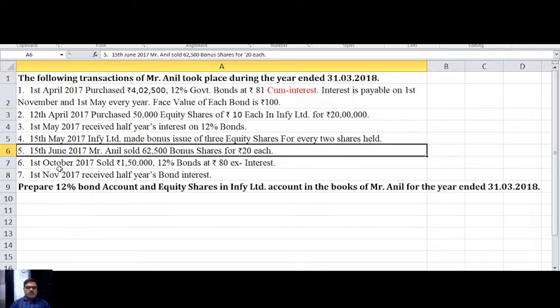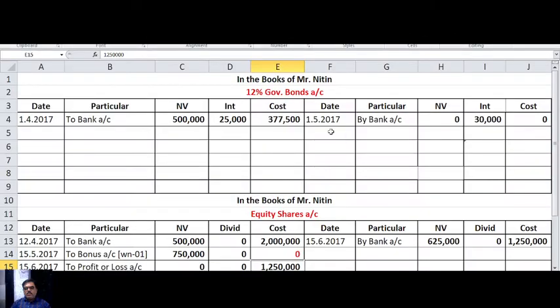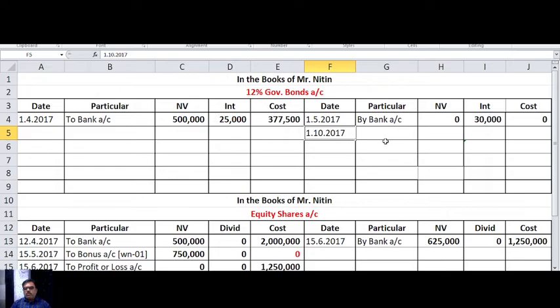Now next one. What happened on 1st October 2017? He sold 1 lakh 50,000 of 12% debentures at 80 ex-interest. That means whatever 1 lakh 50,000 is, that is nothing but the price. So here that is on 110. Now 110 means 1st October, right? 1st October sold. Sold means buyback.